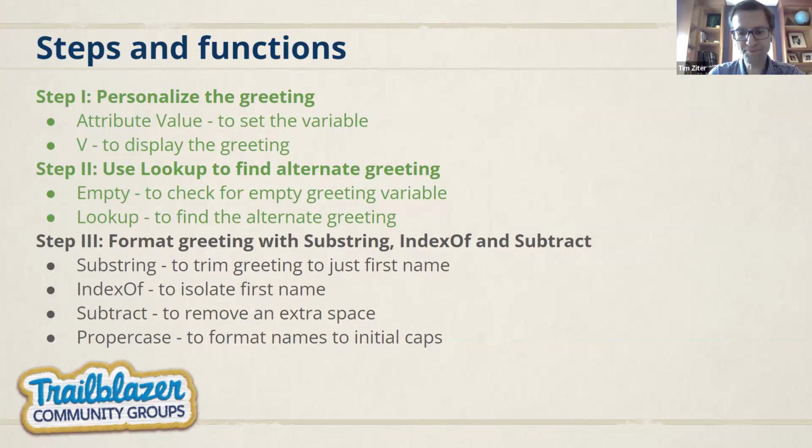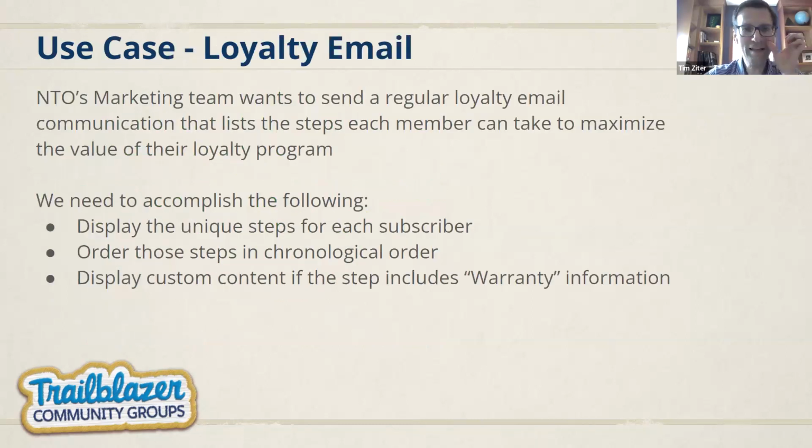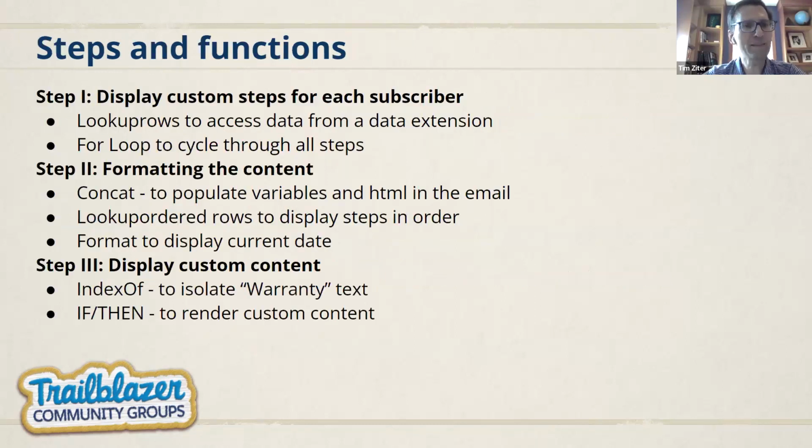In our second use case, we're going to make a duplicate copy of that email, and this is going to be a specific welcome email for those loyalty members that breaks out and details those steps that they could take that are personalized to each of those loyalty members so they can make the most of their loyalty program. So we want to display those unique steps. We also want to display them in a chronological order. And then we want to display some custom content if one of those steps includes warranty within the steps itself. And those are the processes we're going to go through.